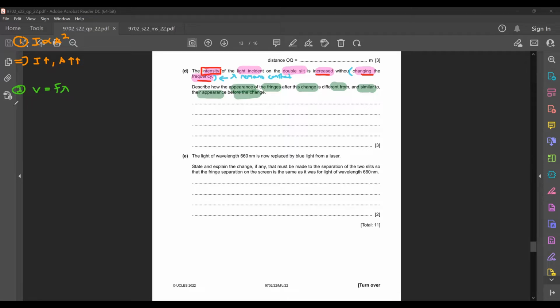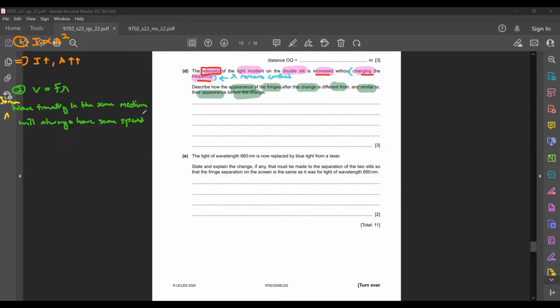Now, there's one fact that you need to know. Same wave traveling in the same medium will always have the same speed. Okay, for example, let's just say sound wave traveling through the air.